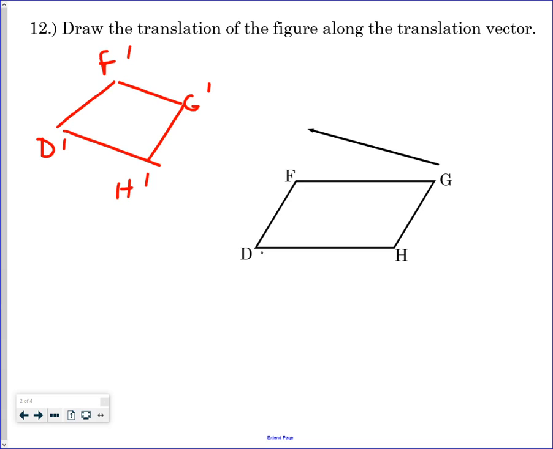I know that that looks like it rotated. It didn't necessarily rotate. It just went up this way a little bit, like maybe a 30-degree angle this way. Do you guys see what I'm saying?